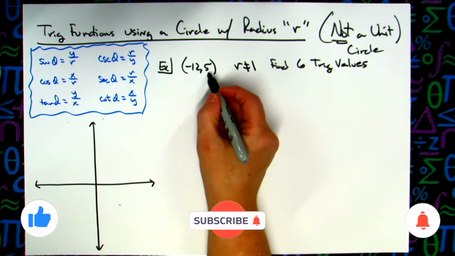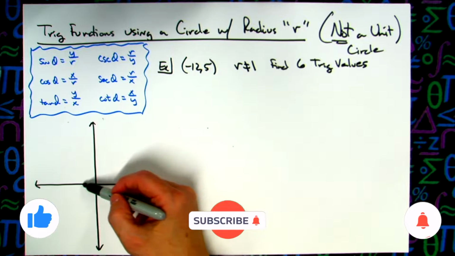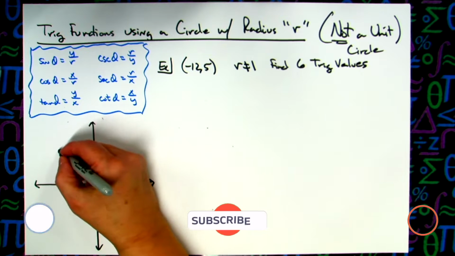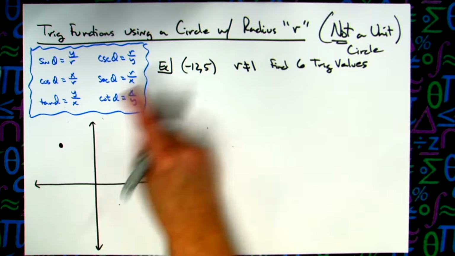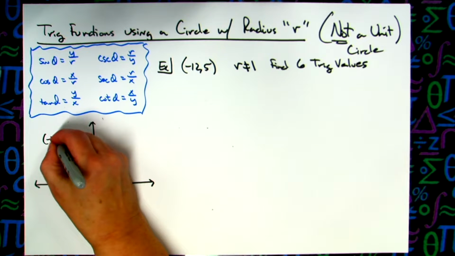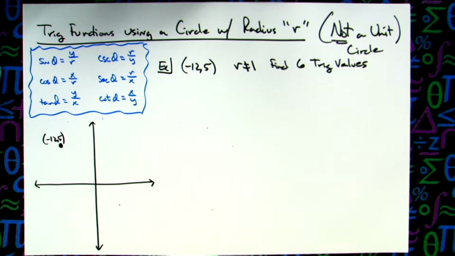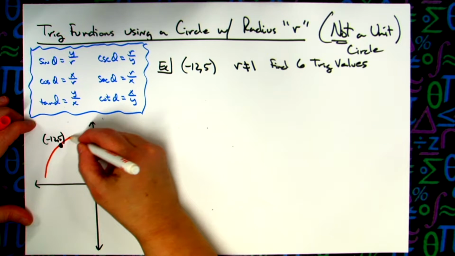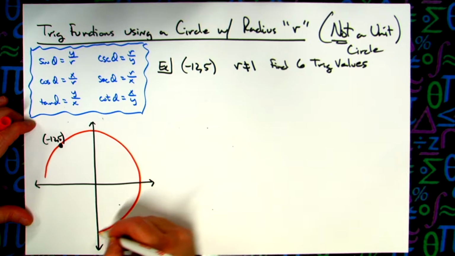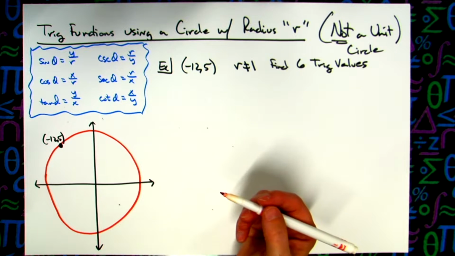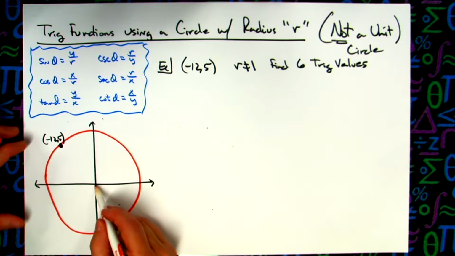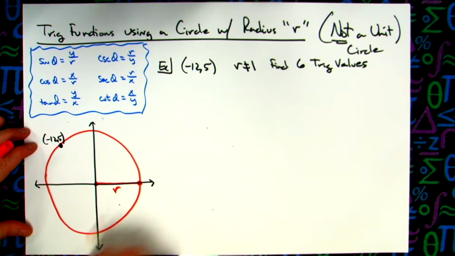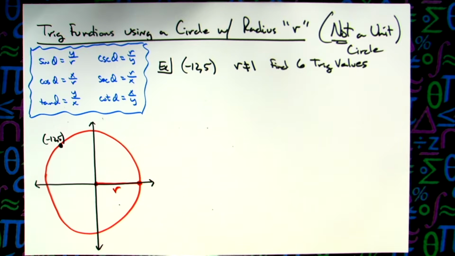If I were to plot the point negative 12, 5, I would go negative 12, and up 5. That puts this point right here in the second quadrant. Now, it is a circle. The point is on a circle, and the radius, which would be from here to here, I don't know what that radius is right now. It's not 1.